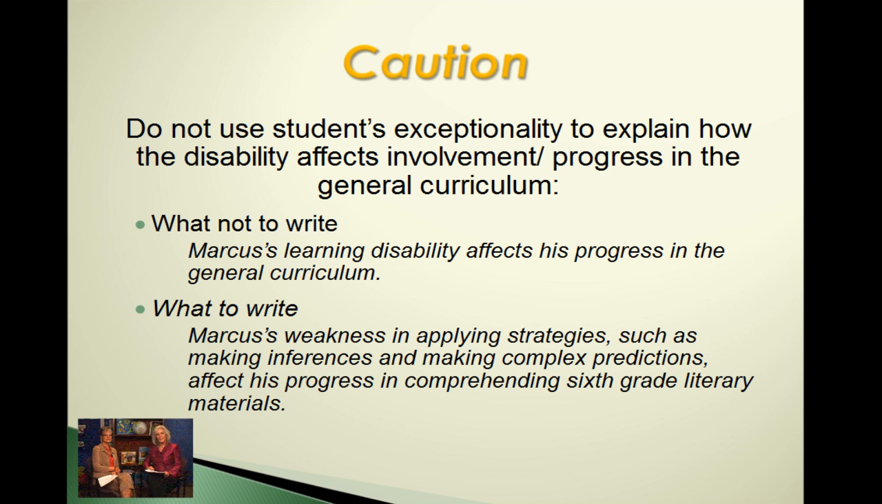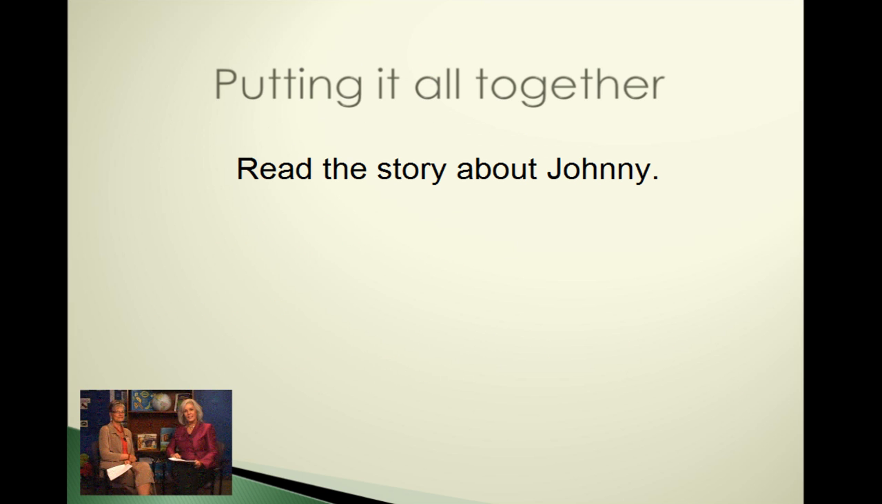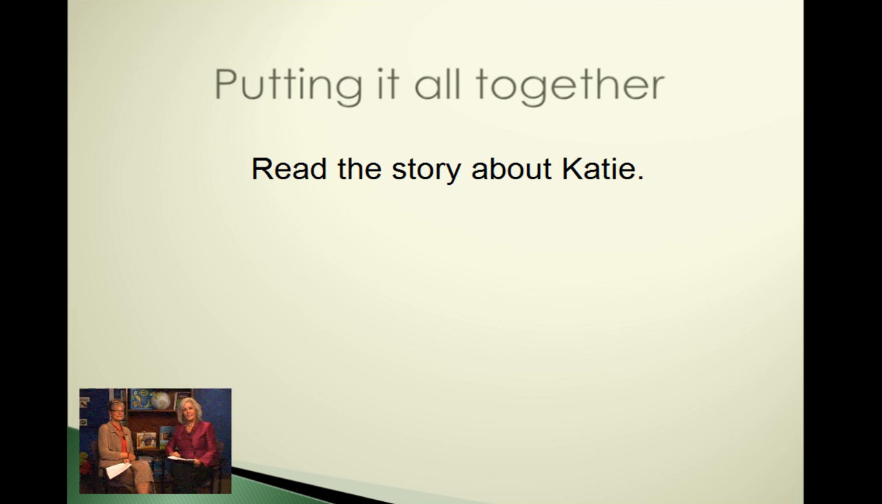Another way to say it would be: Marcus's weakness in applying strategies such as making inferences and making complex predictions affects his progress in comprehending sixth grade literary materials. In this instance, I'm actually explaining what the learning disability is. I'm describing it instead of simply using a generic term like learning disability, which can mean many, many different things. So this is another place to stop. There are two examples included as part of your handouts, one for Johnny and one for Katie. I'd encourage you to stop and read through those two examples, and when you're finished, we'll come back and wrap up this section on present levels of performance.